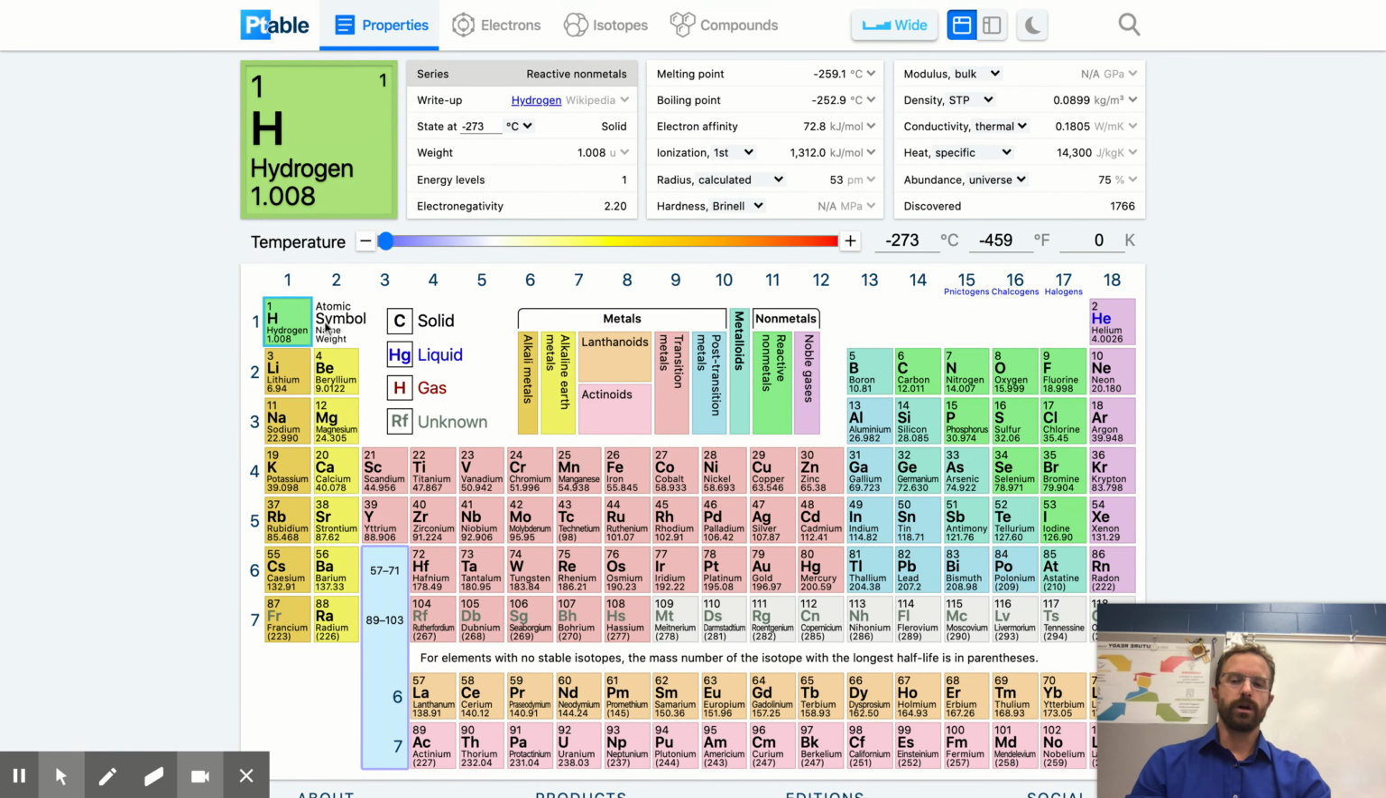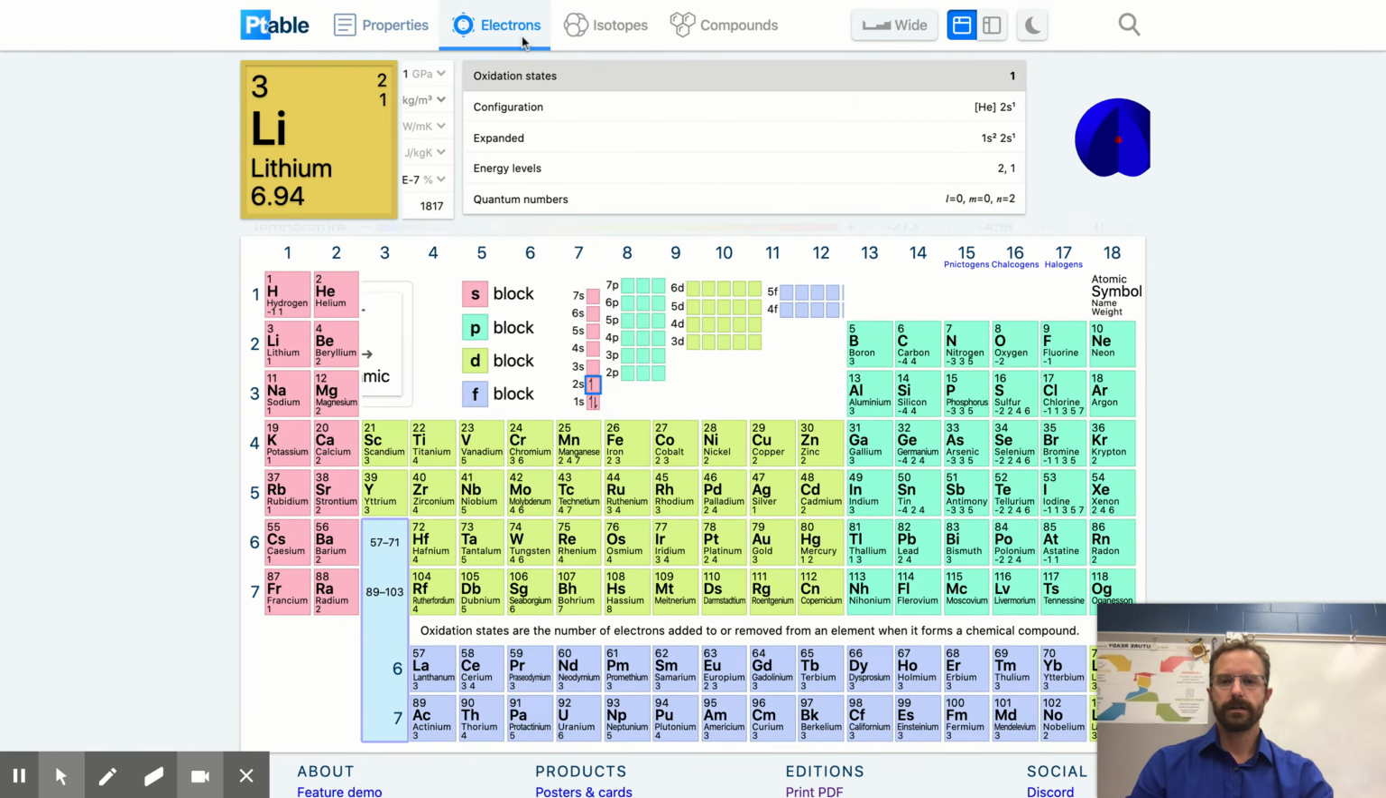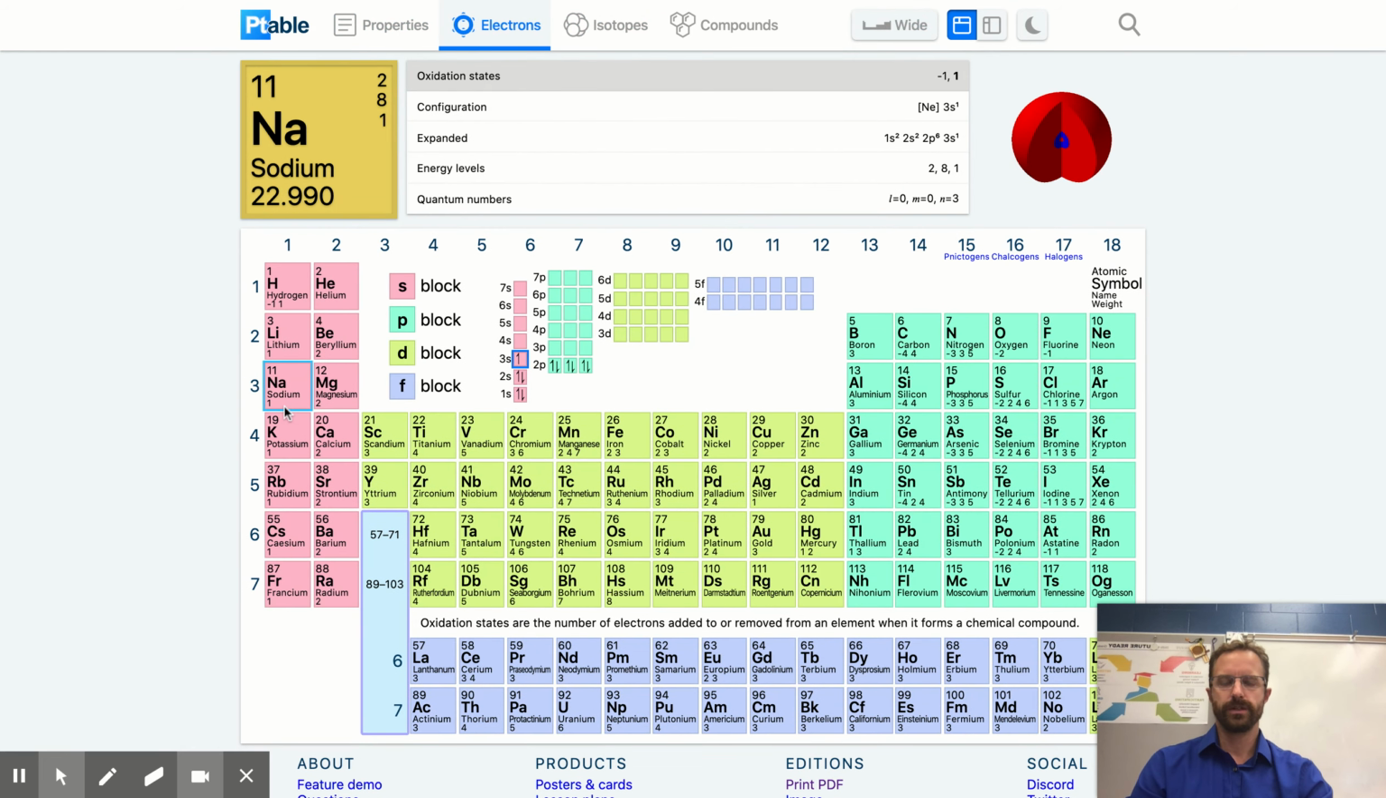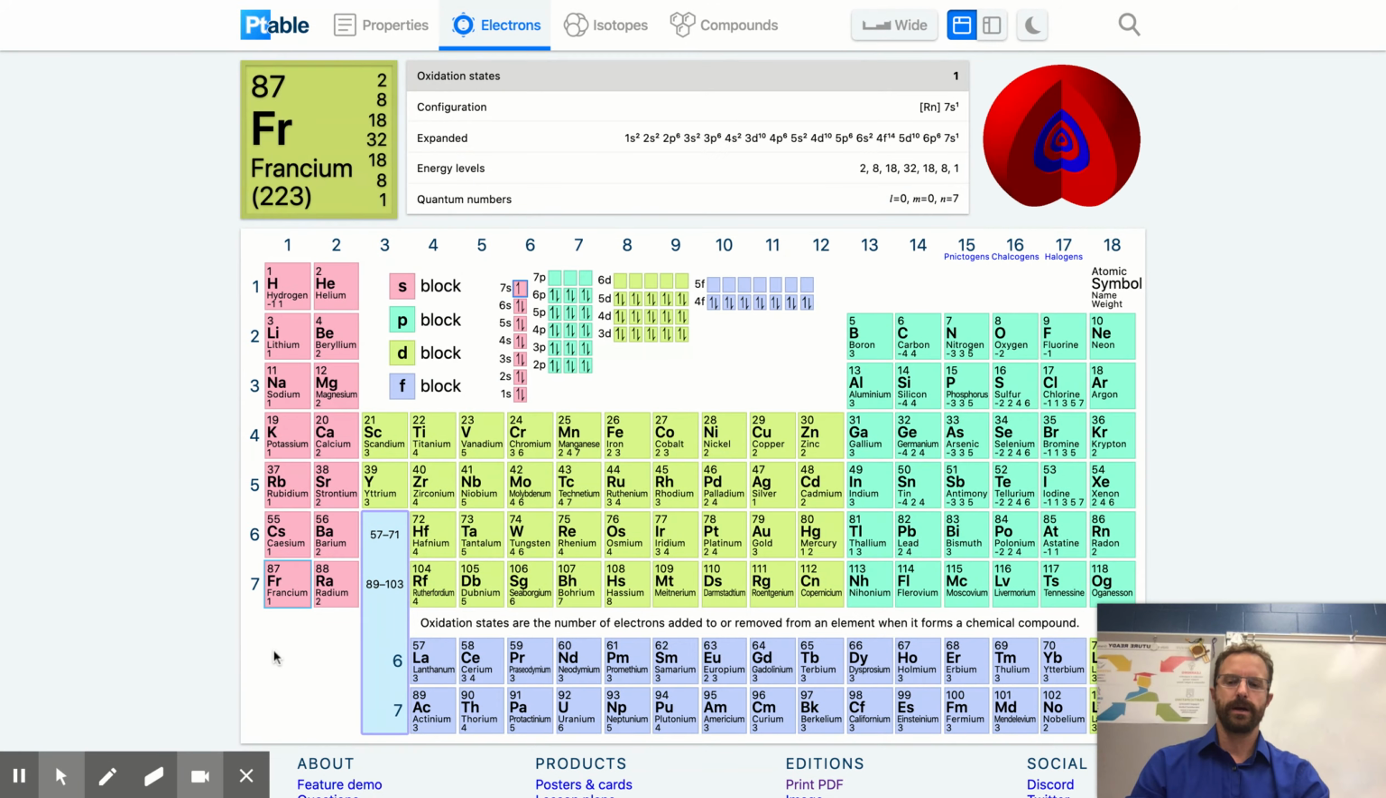Then rows. Our rows are the horizontal sections. Those all have the same number of energy levels. Let's see if we can find orbitals on here. Electrons. Yeah. So if we go like this, we are in the fourth energy level here. You can see that the electrons are filled in the middle there. So we've got the fourth energy level, the third energy level, the second energy level, the first energy level. If we're way down here at francium, we're in 7 energy levels.